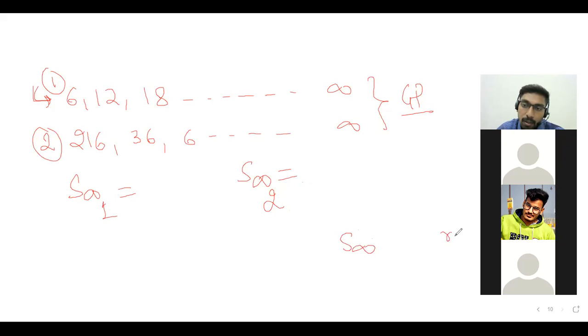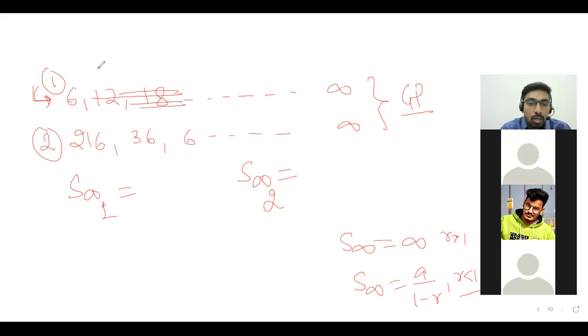S infinity: if r is greater than 1, then it will be infinity, and it is a upon 1 minus r if r is less than 1. Okay, now please find out. The first one is 6, 12, 18, and the second is 216, 36, like this. Sorry.